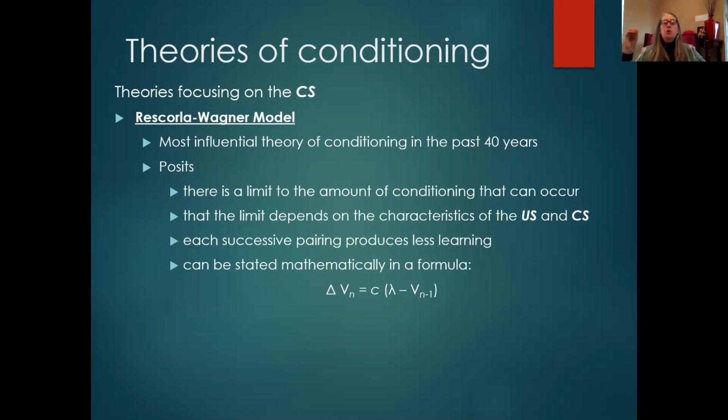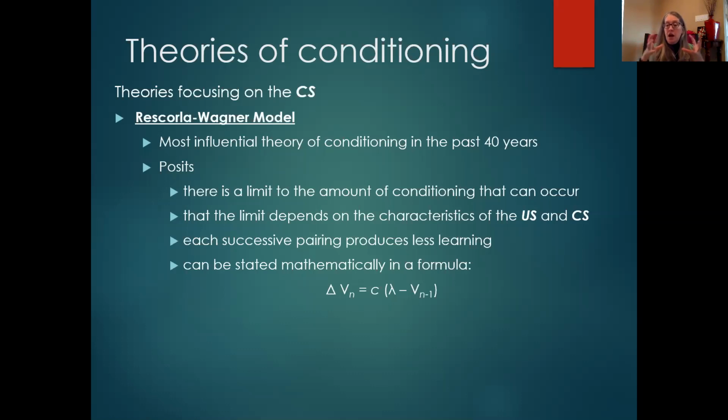Okay. So the Rescorla-Wagner model says that there's basically a limit to how much conditioning can occur between a specific US and CS. And it depends upon the specific US and CS. So some US and CSs can bond together better and more easily than others. And we talked about that, especially those that have an evolutionary advantage are going to be easier to happen. The other thing that the model says is that each pairing leads to less learning.